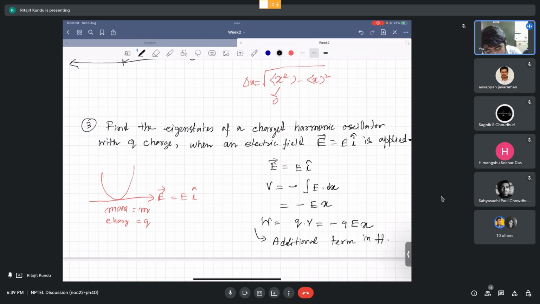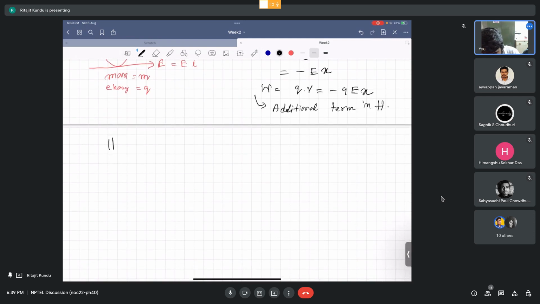So let's write the total Hamiltonian. H was given by p square by 2m. I'm not being very careful about writing hats, but you should be, I am emphasizing this, that all of these are operators. These are not functions, these are operators. So p square by 2m, and there is half m omega square x square, and additionally there is q E x. This is because of the applied electric field.